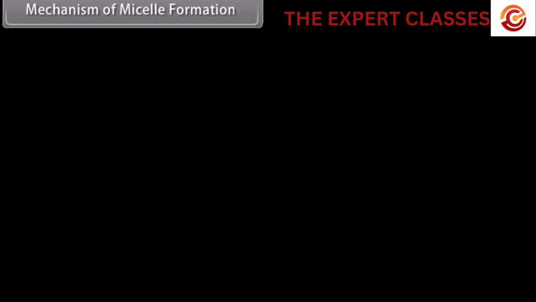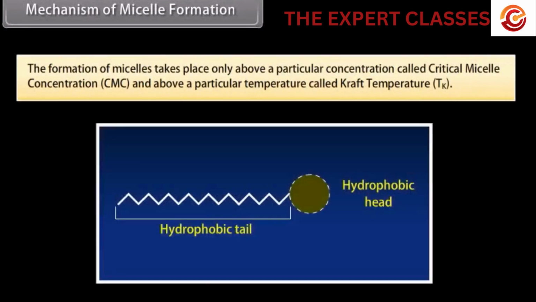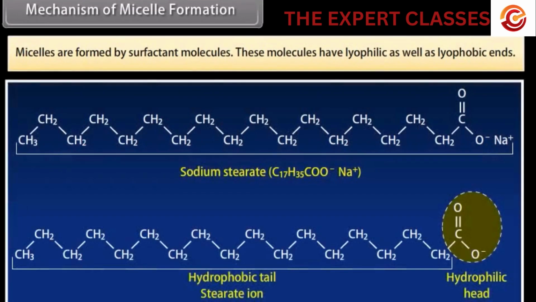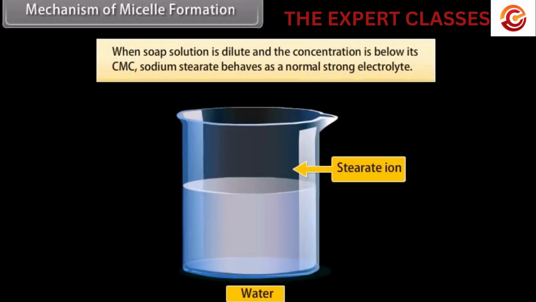Mechanism of micelle formation. The formation of micelles takes place only above a particular concentration, called critical micelle concentration, and above a particular temperature called Kraft temperature. Micelles are formed by surfactant molecules. These molecules have lyophilic as well as lyophobic ends. For example, sodium stearate. When soap solution is dilute and the concentration is below its CMC, sodium stearate behaves as a normal strong electrolyte.